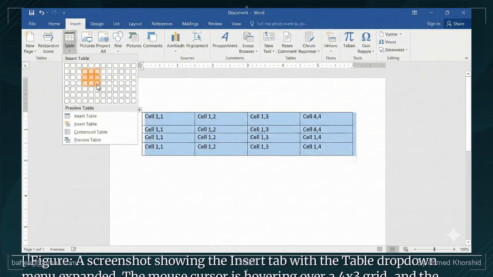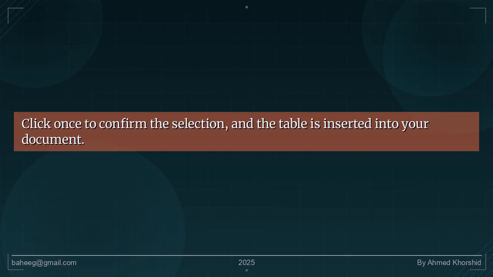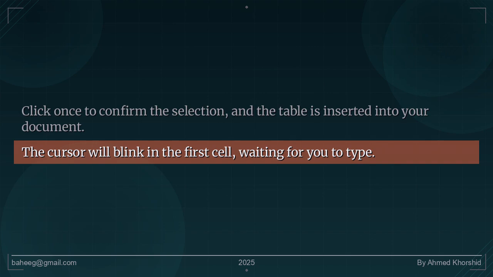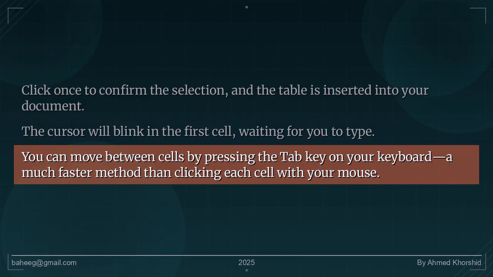Figure: a screenshot showing the Insert tab with the Table drop-down menu expanded. The mouse cursor is hovering over a 4x3 grid, and the corresponding table is previewed on the document page below. Click once to confirm the selection, and the table is inserted into your document. The cursor will blink in the first cell, waiting for you to type. You can move between cells by pressing the Tab key on your keyboard, a much faster method than clicking each cell with your mouse.